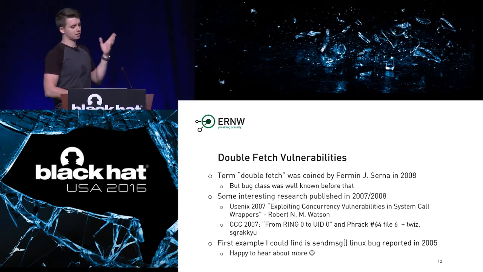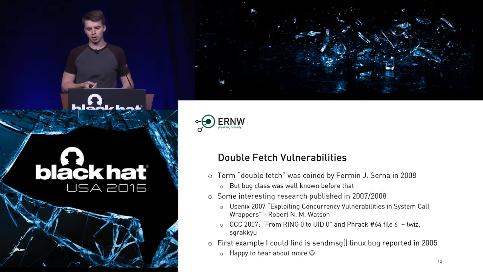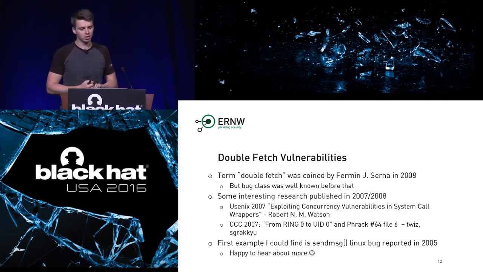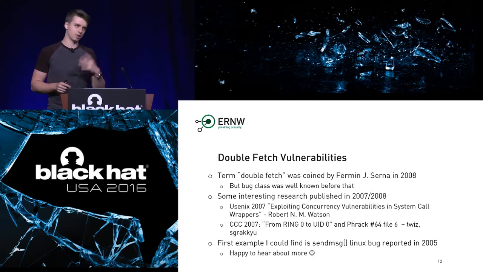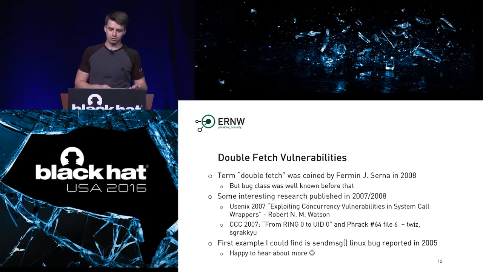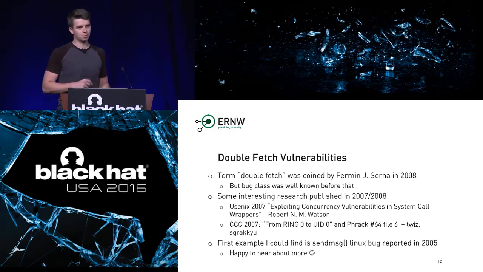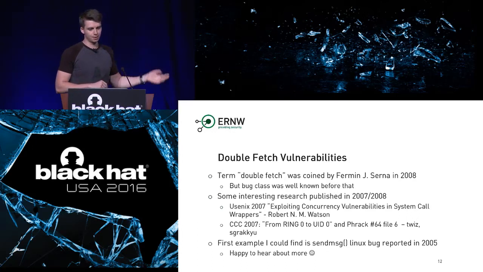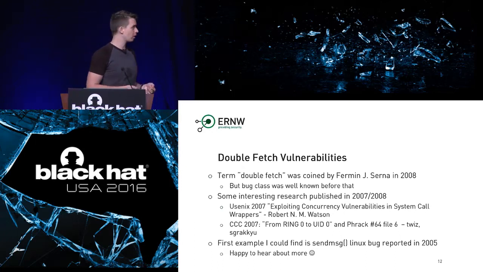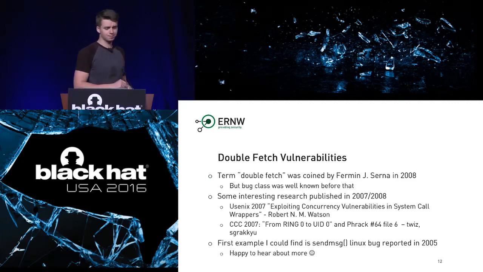So some history: the term double fetch was actually coined by Fermin Serna in 2008 in a blog post on the Microsoft Research blog, I think. But the bug class itself was well known before that; it's just the term double fetch that was introduced there. The first wave of research on this bug class was published in 2007 and 2008. There was a really good paper at USENIX 2007 on exploiting concurrency vulnerabilities in system call wrappers, which talked about this kind of issue. And then there was the presentation at CCC and the famous Phrack paper by Twiss and Escriacu, where they also talked about these bug types.